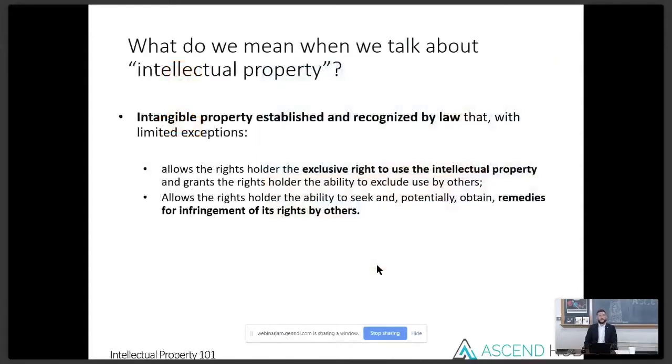So, we're here to talk about intellectual property. And what do we mean when we talk about intellectual property? At the very basis, we're talking about intangible property established and recognized by law. We're talking about something that allows right holders exclusive rights to use the intellectual property. And so when we talk about exclusive rights, the power of intellectual property is the monopolization of the use of some particular idea or concept. And it allows you as the right holder to exclude others from practicing that same idea.